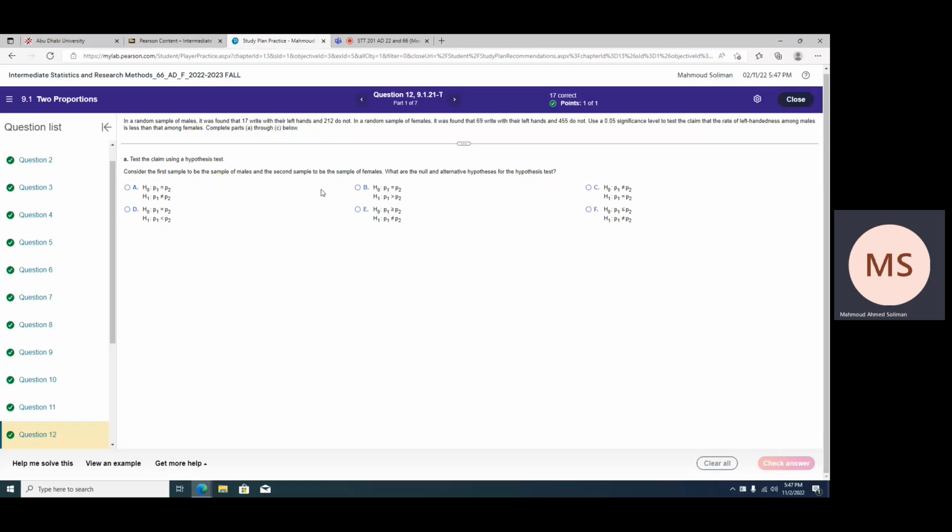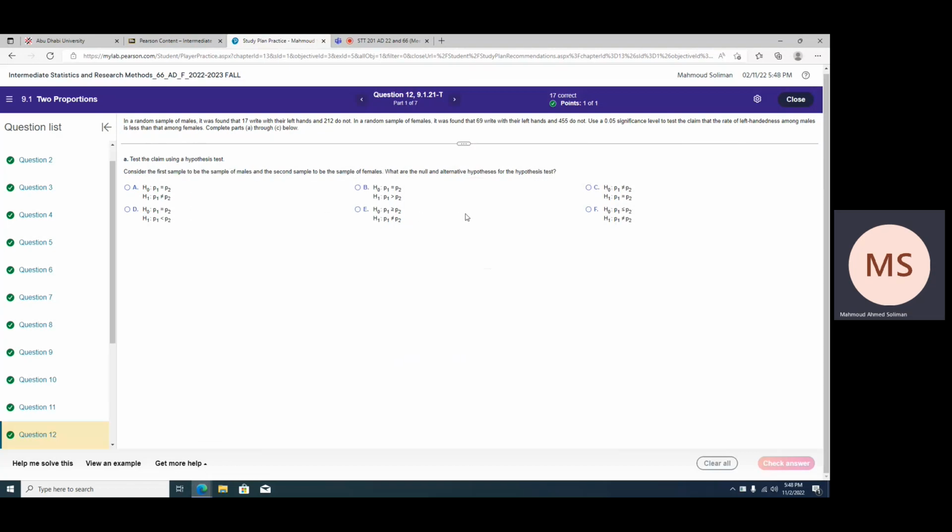Okay, next. Sample 1: 17 people write with their left hand, and 212 do not. Sample 2: we have females, 69 write with their left hand, and 455 do not. So the claim is that males are less than females, and sample 1 is male, sample 2 is female.